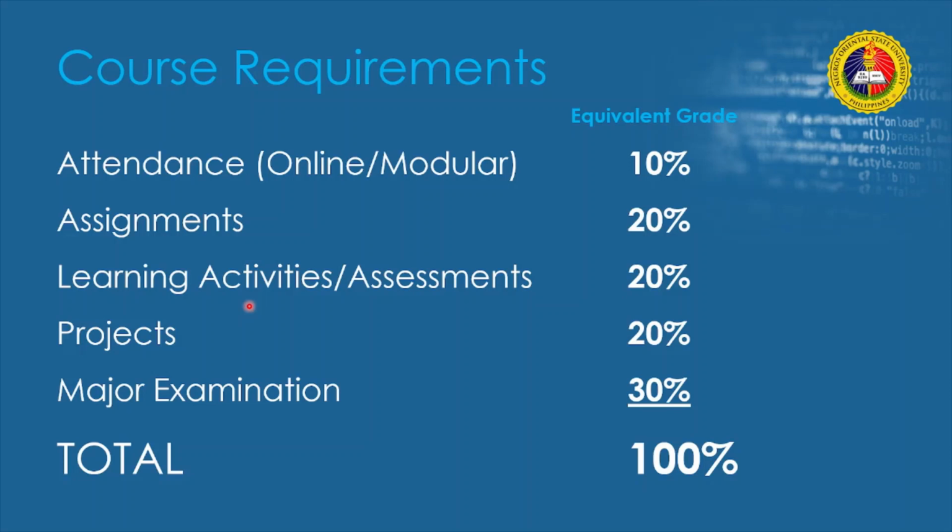So most of the projects that we'll be doing, especially this is Computer Programming 1, will be related to computer programming. And that's 20%. And then our major examination, that is 30%. That will be a total of 100%. Again, attendance 10%, assignment 20, learning activities or assessments 20, projects 20, and major examination 30, total of 100%. Do you have any questions so far regarding our course requirements?